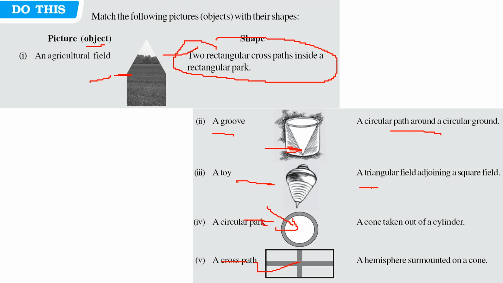Then a triangular field adjoining a square field. So this is a triangular field which is adjoining a square field. Then we have a cone taken out of a cylinder. This is a cone which is taken out of the cylinder. Then we have a hemisphere surmounted on a cone. So this is a cone and this is a hemisphere.